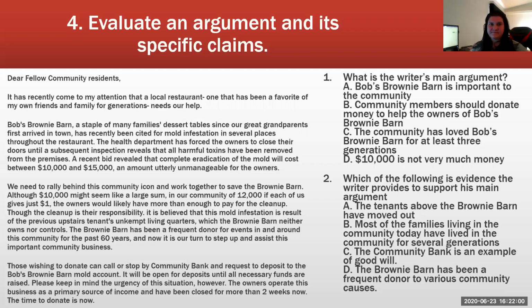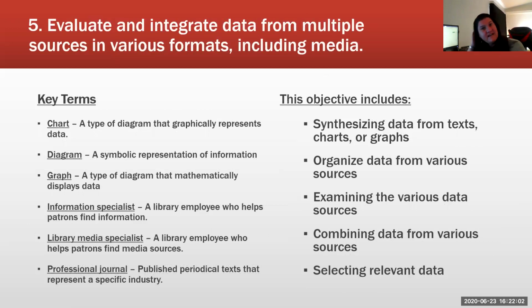We're going to move on. Okay, evaluate and integrate data from multiple sources in various formats, including media. So we're going to look at a chart, which is a diagram that graphically represents data. A diagram is a symbolic representation of information. A graph is a type of diagram that mathematically displays data. An information specialist is a library employee who helps patrons find information. A library media specialist is a library employee who helps patrons find media sources. And a professional journal is a published periodical text that represents a specific industry.